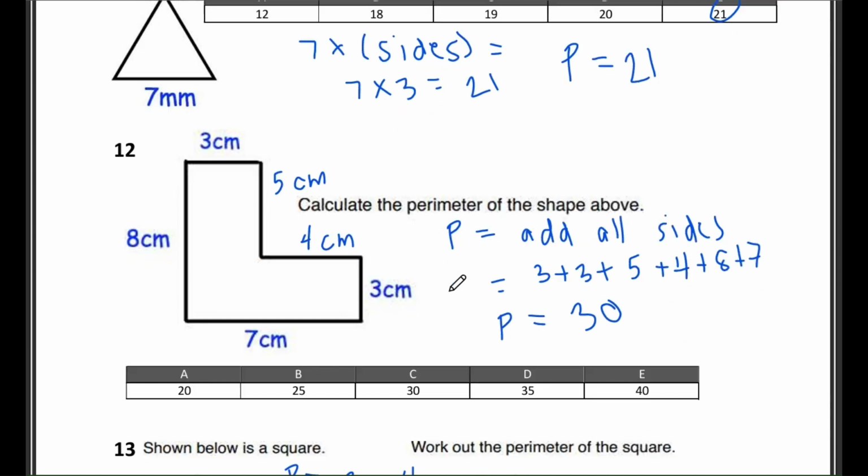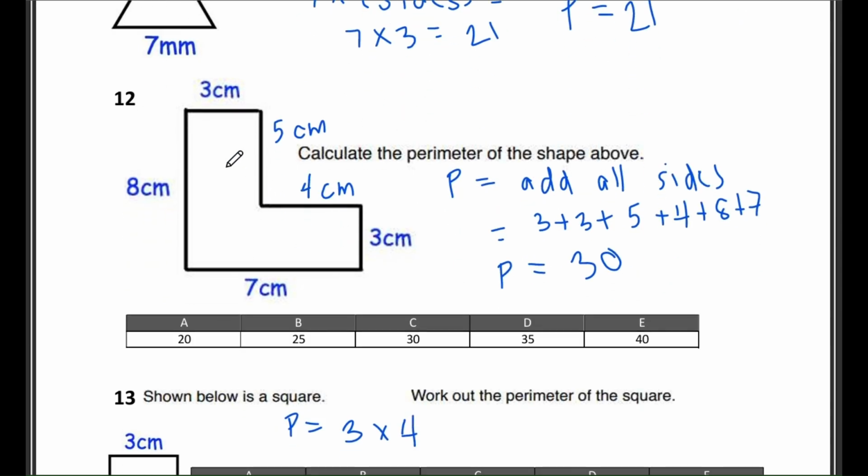Question 12. Shown is an L-shaped figure with sides that add up in total length. Calculate the perimeter. You have these options. Option A, 20. Option B, 25. Option C, 30. Option D, 35. And option E, 40. The answer is option C, 30.